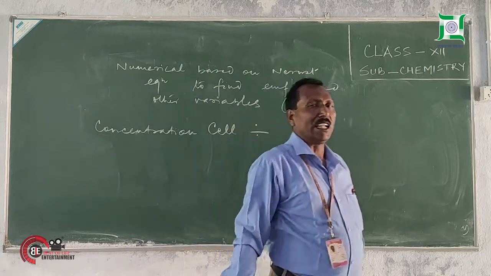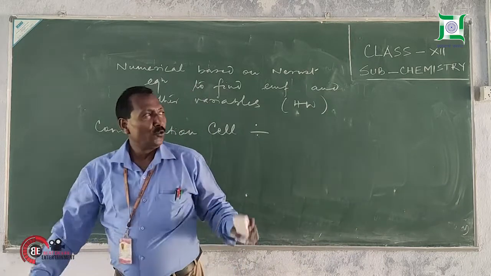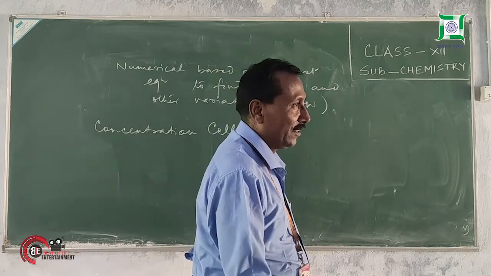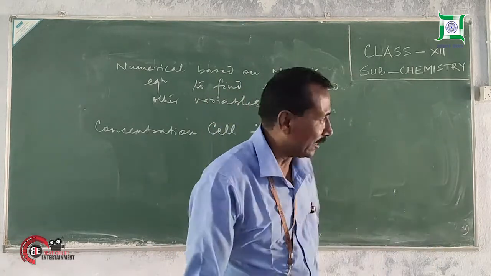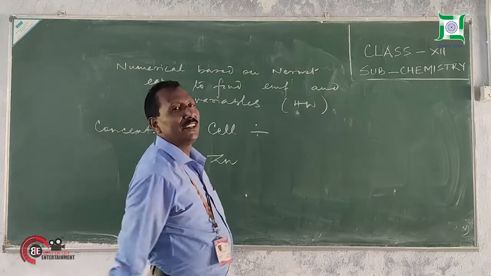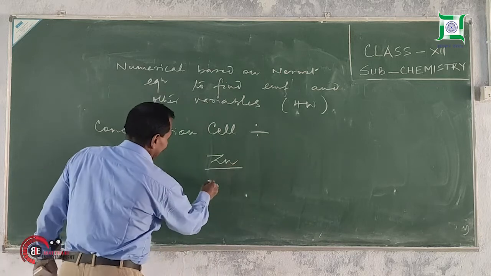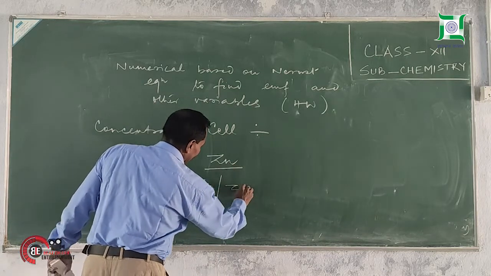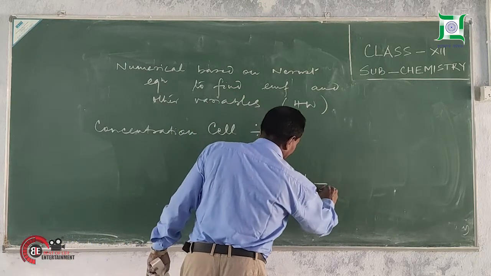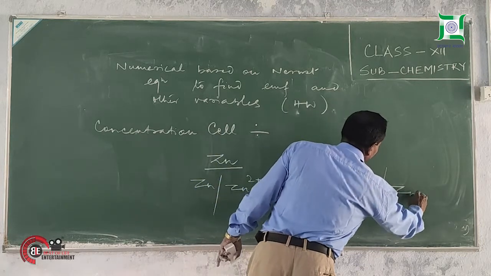This is a very important galvanic cell, the concentration cell. In a concentration cell, we use only one type of electrode and electrolyte. Say, for example, we like to use zinc. Then we construct a cell like this: Zn, Zn2+ (C1), and here Zn2+ (C2), and here Zn.